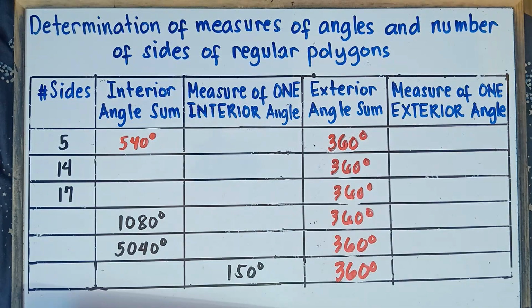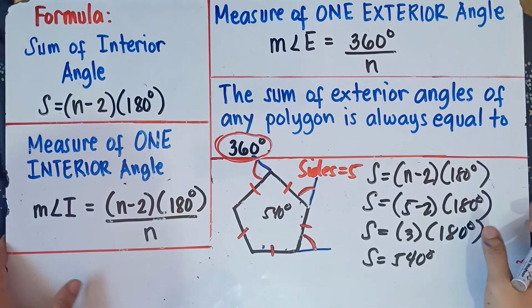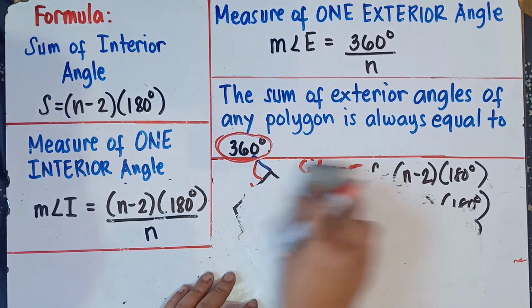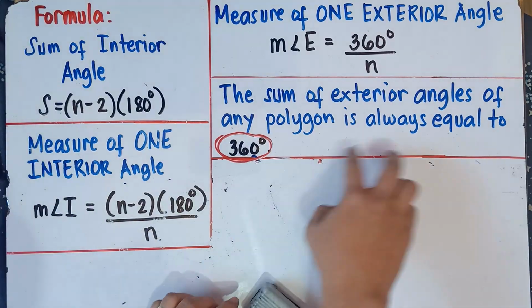Alright, so 540 degrees, and then this one, measure of one interior angle. So let's do that. This will be the formula. Once again, class, you pause the video. I'll be erasing this one. You don't have enough space, class, so let me just erase this one.